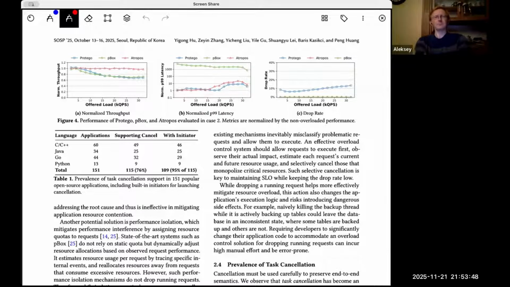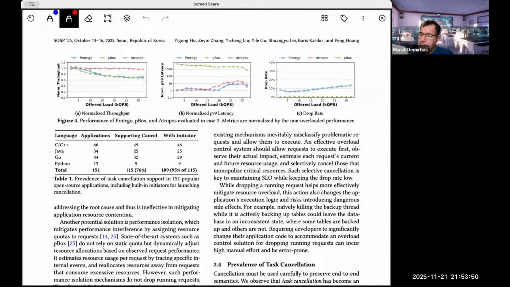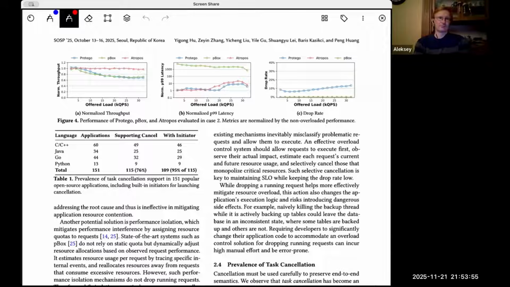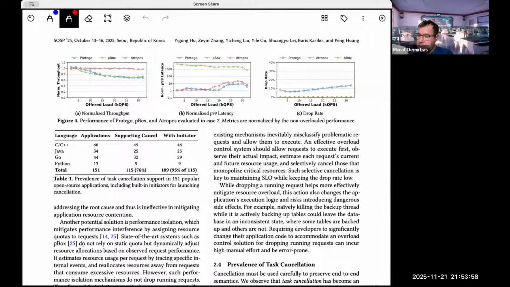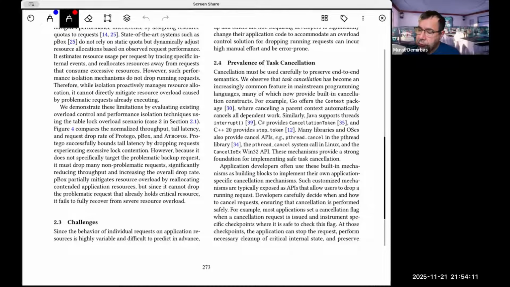resource contention. Another potential solution is performance isolation. We talked about this, right? State-of-the-art systems such as Pbox do not rely on static quota but dynamically adjust resource allocations based on observed request performance. It estimates resource users. However, such performance isolation mechanisms do not drop running requests. Therefore, while isolation proactively manages resource allocation, it cannot directly mitigate resource overload caused by the problematic request already executing.